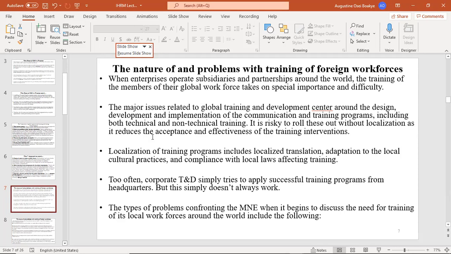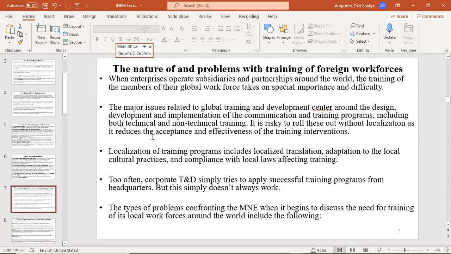So when enterprises operate subsidiaries and partnerships around the world, the training of the members of their global workforce takes on a special importance and difficulty. The major issues related to global training and development center around the design, development, and implementation of the communication and training programs, including both technical and non-technical training.